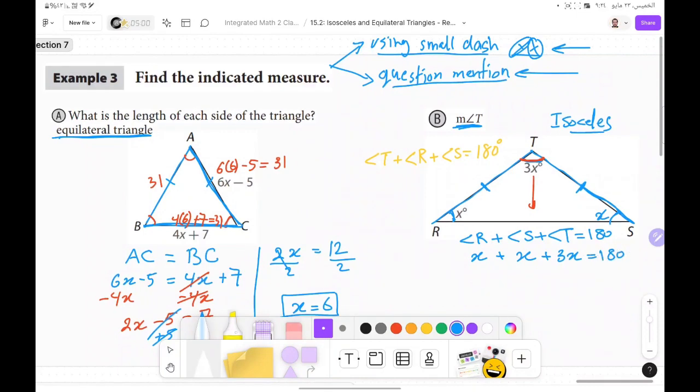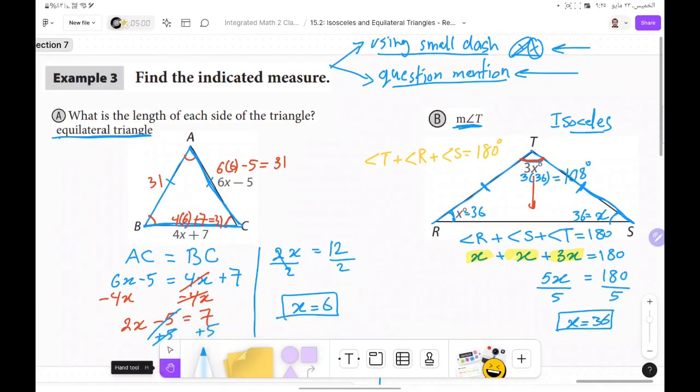Now let's add the like terms. As you can see, X plus X plus 3X, all of them are like terms, so it's equal to 5X equals 180. Now if we divide by 5, the answer is 36. So X is equal to 36. After I found 36, that means this angle here is equal to 36, this angle here is equal to 36, and this angle here is 3 times 36, which is equal to 108.